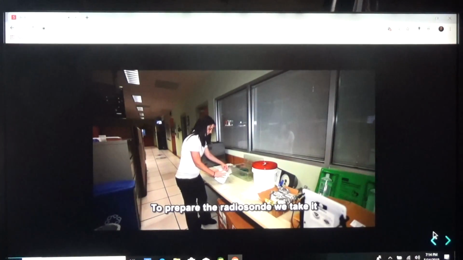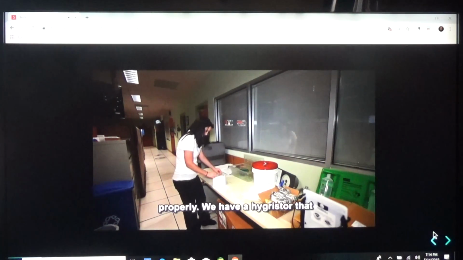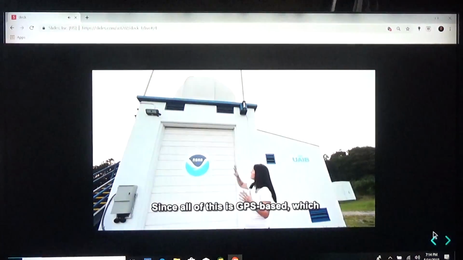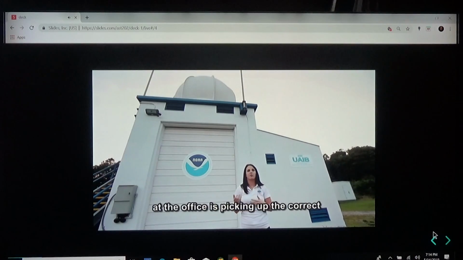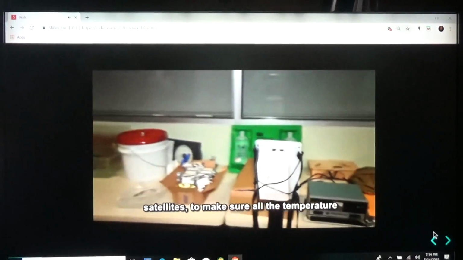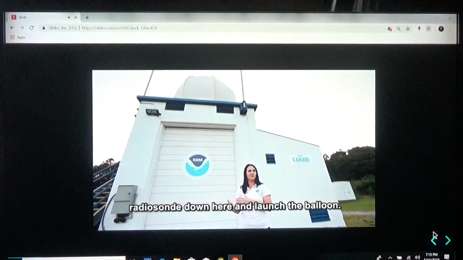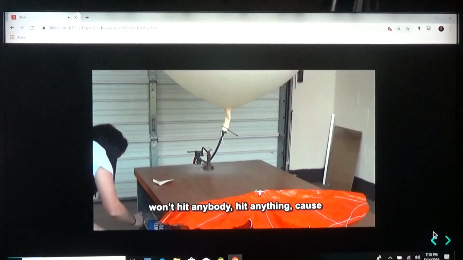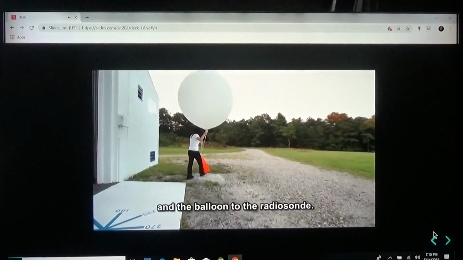To prepare the radiosonde, we take it out of the box, take a look at it, make sure all the sensors are working properly. We have a hygrometer that measures humidity, a temperature boom that measures temperature. Since all of this is GPS based, which you'll see up in the dome right there, we have to make sure that the radiosonde in the office is picking up the correct number of satellites. So we let it sit there for a few minutes to make sure it's catching all the satellites, make sure all the temperature data is correct. Once that is ready to go, we can bring the radiosonde down here and launch the balloon. We attach a parachute, so when the radiosonde does fall to the ground, it won't hit anybody, hit anything, cause any damage. After that, we will attach the parachute and the balloon to the radiosonde.